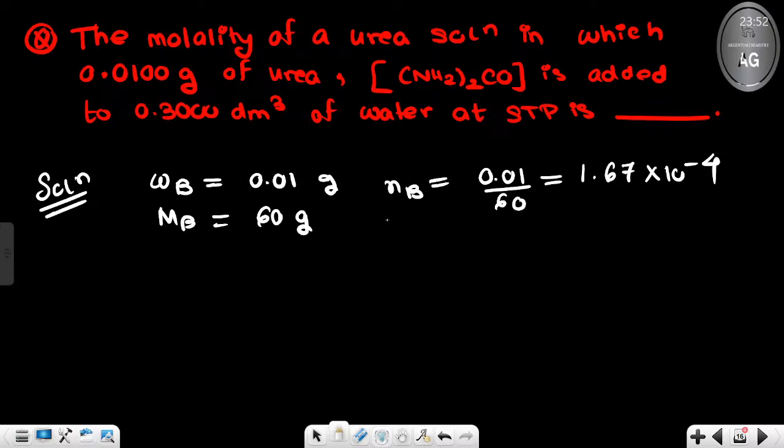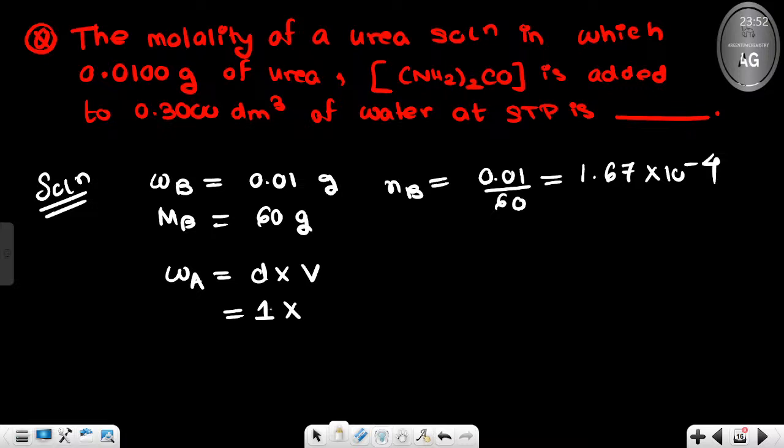So we have got the number of moles, but molality means moles divided by the mass of the solvent. Not the solute, not even the solution, the mass of the solvent. So I need to get the mass of the solvent. How will I get it? Weight of solvent will be equal to density into volume. Use a bit of common sense. What is the density of water?